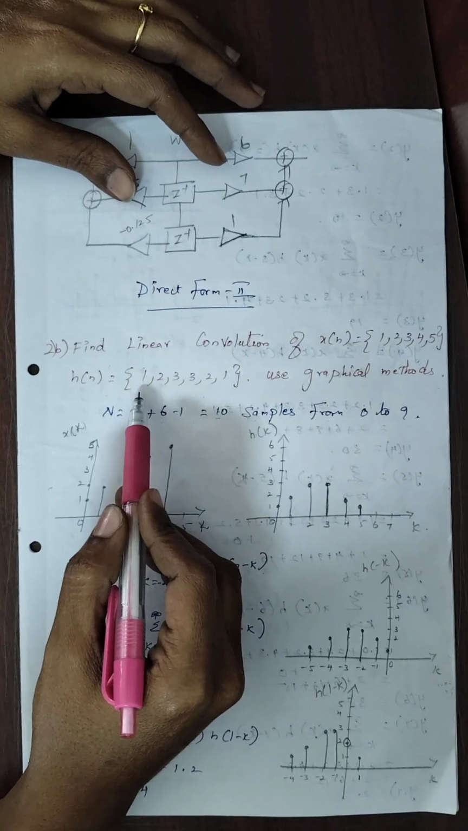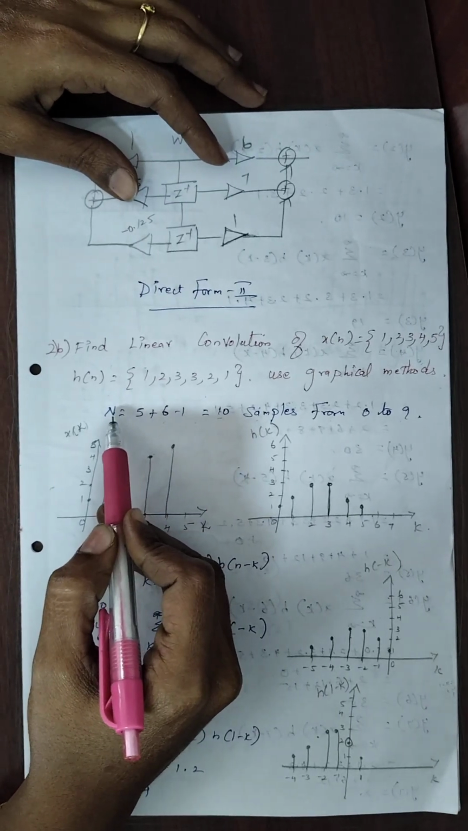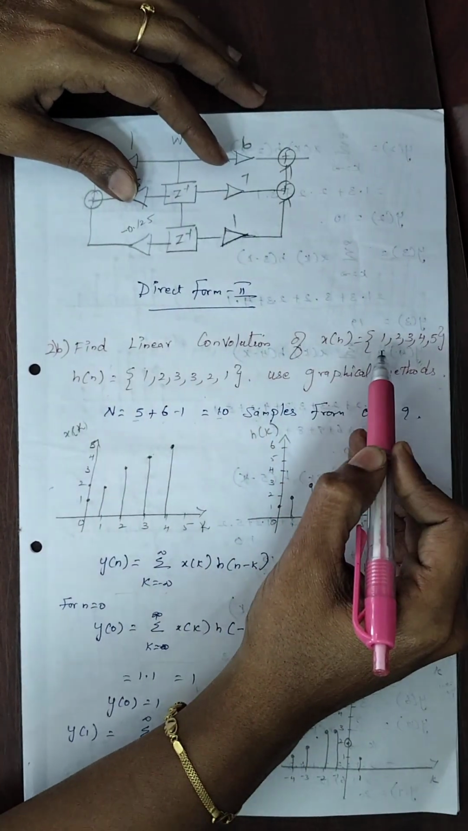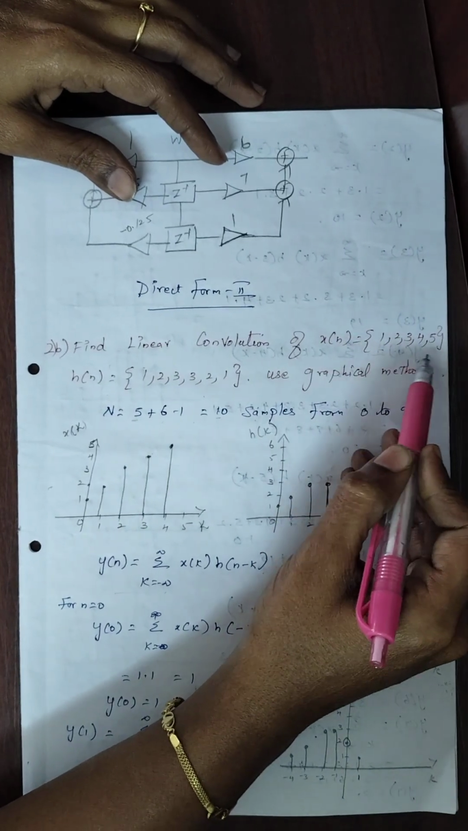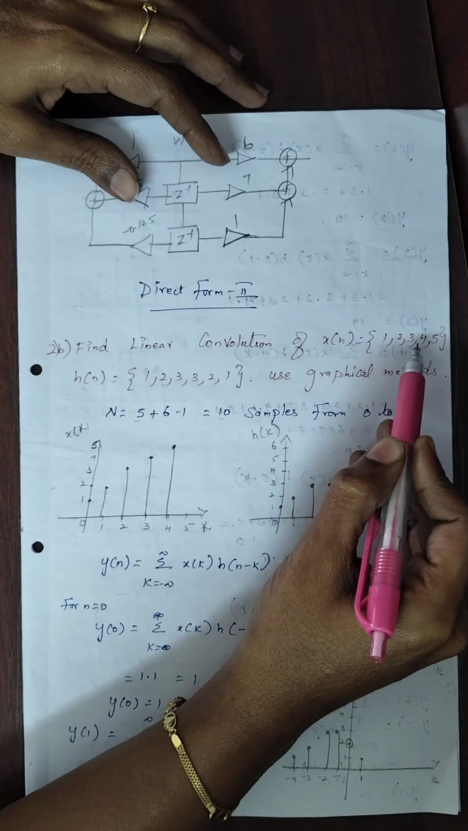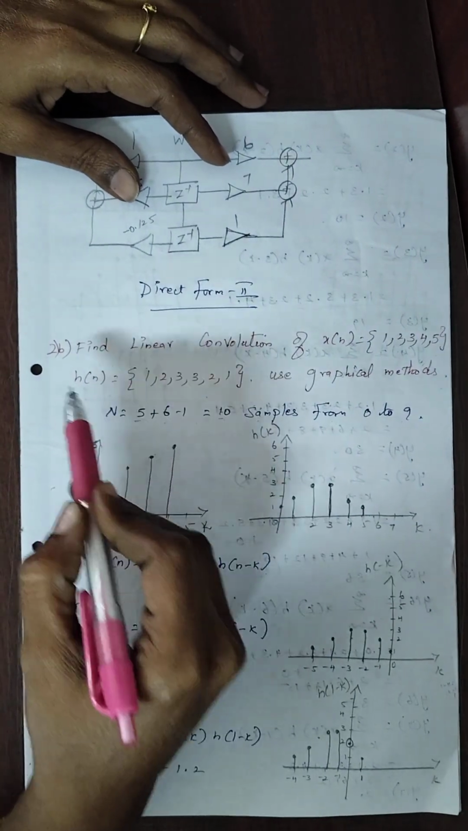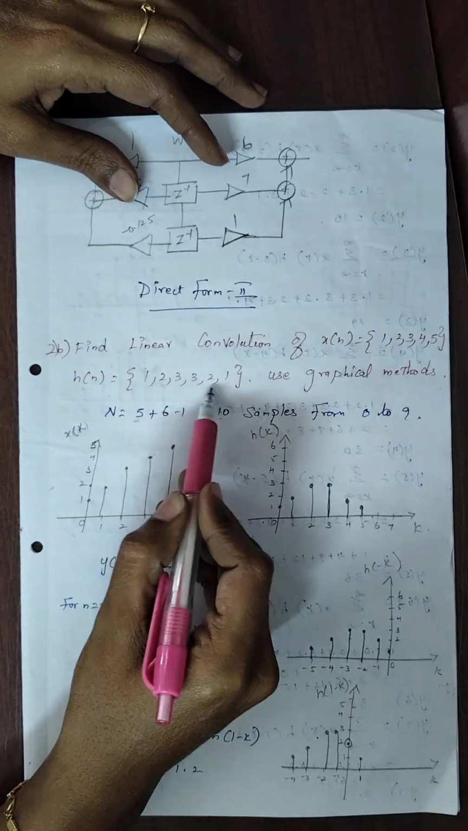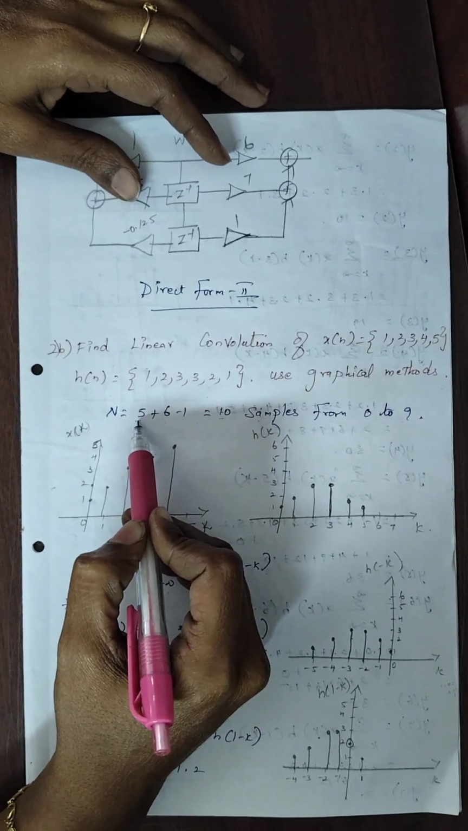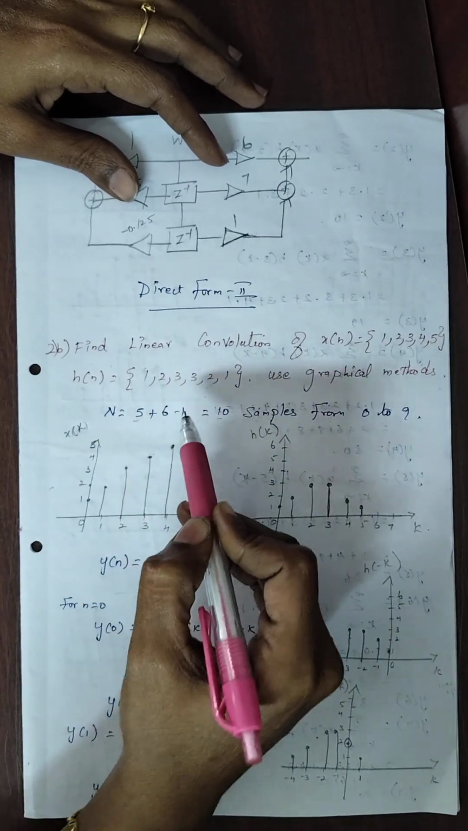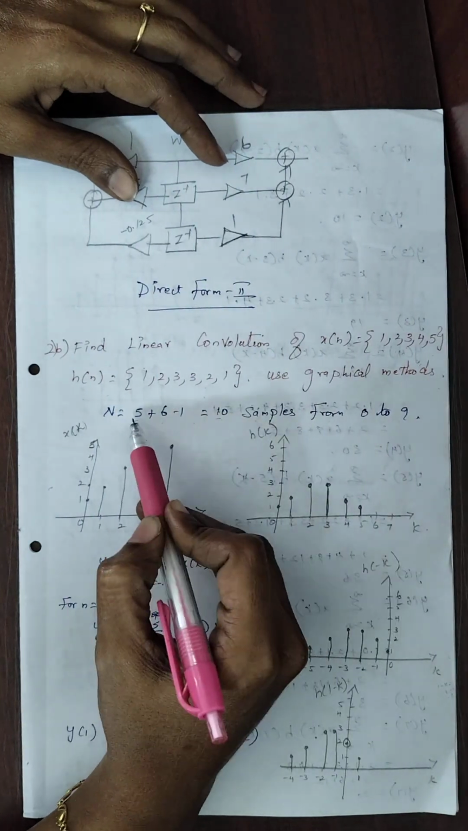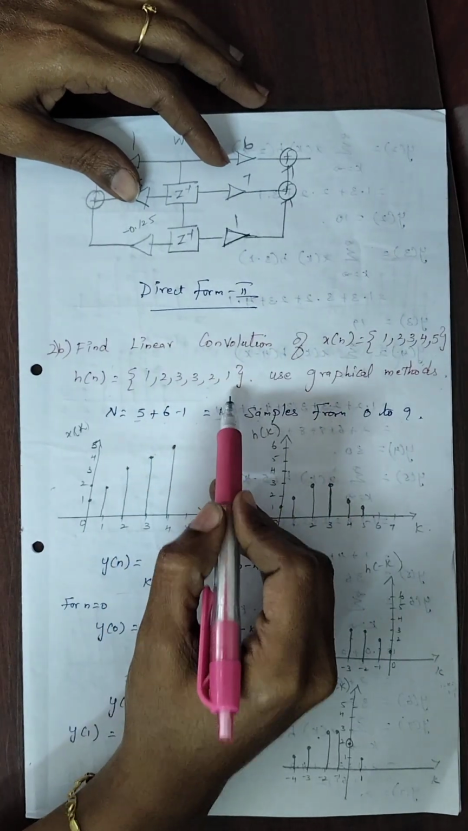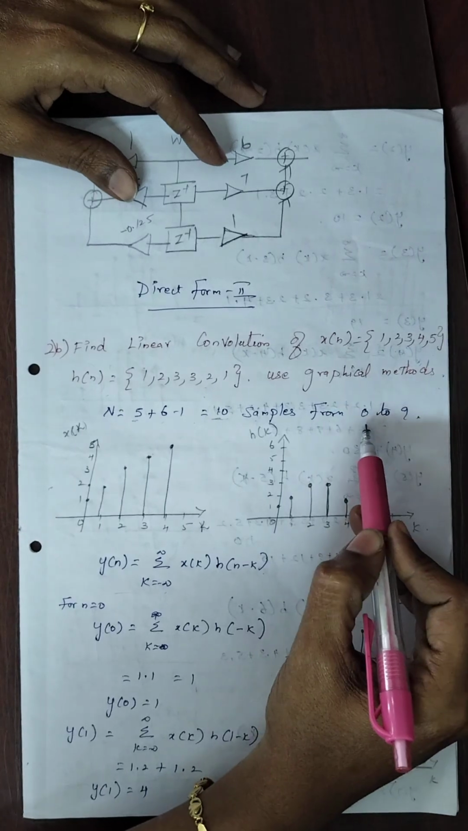First of all, we have to find the number of samples. For x of n, we have 5 samples: 1, 2, 3, 4, 5. And h of n has 6 samples: 1, 2, 3, 4, 5, 6. The formula is the x of n samples plus the h of n samples minus 1. So 5 plus 6 is 11, 11 minus 1, we have 10 samples, from 0 to 9.